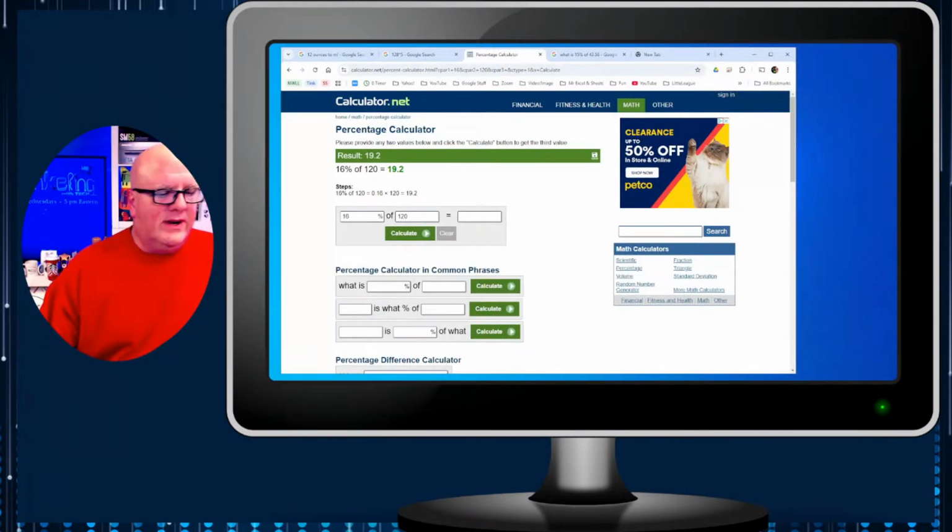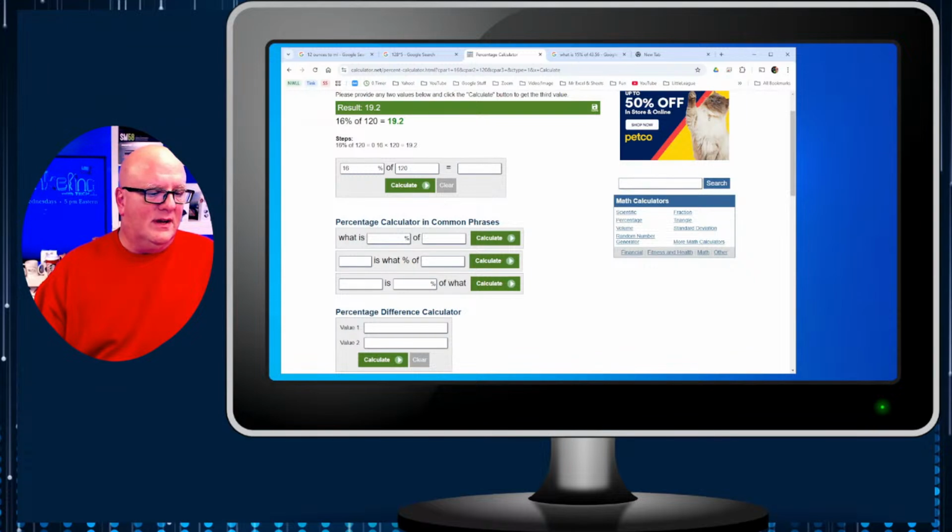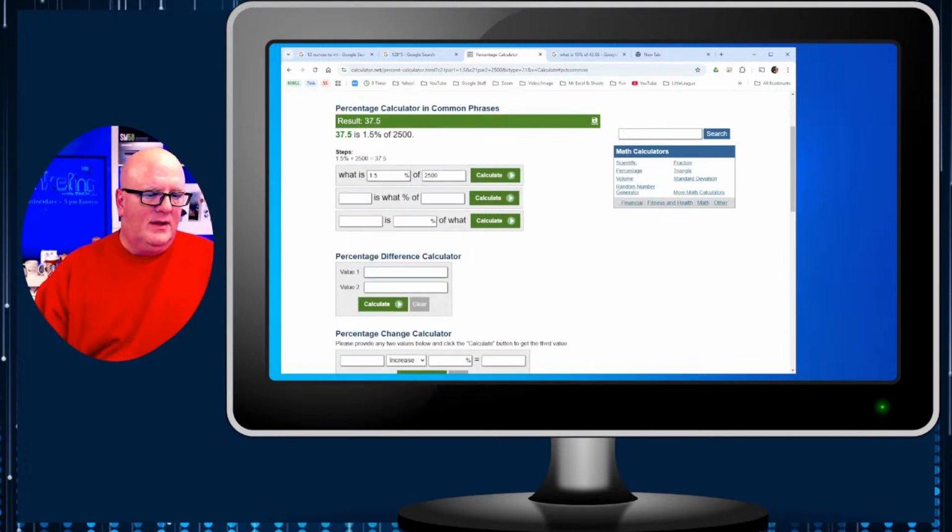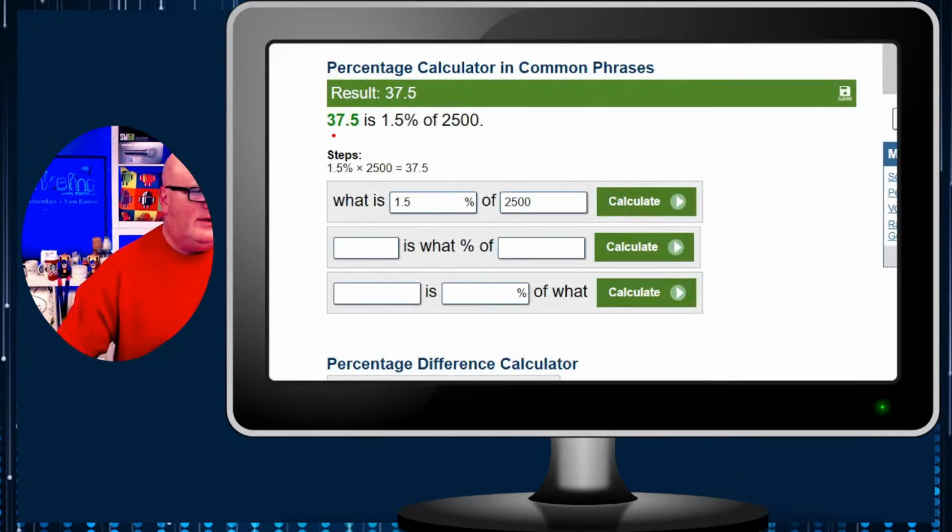This is a pretty cool one. I like that it does this. You can get what is the percentage of such and such when you're trying to get a percentage. If you wanted, hey, listen, we wanted to get 1.5% of $2,500, it'll tell you up here 37.5 is 1.5%. So it'll tell you like that.